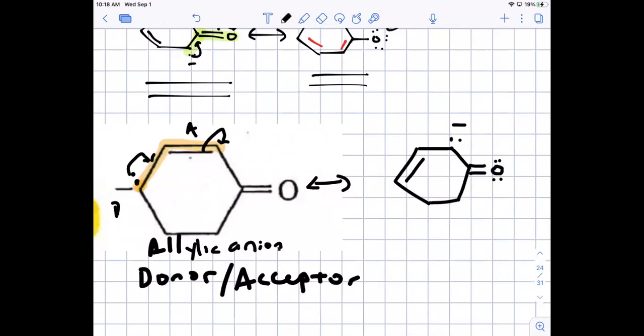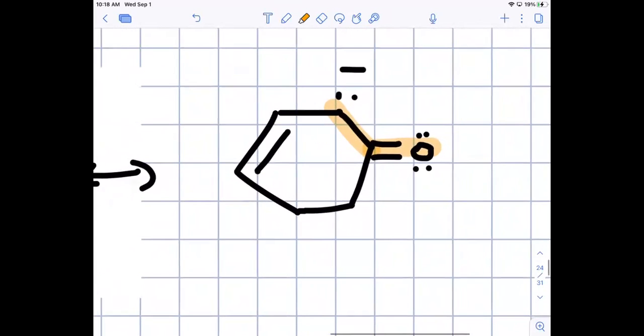Now, do you see that pattern again? The same type of pattern. Is that right? You've got a pair of electrons on a carbon adjacent to a pi system. So what would the arrows look like in that case? Where would I start? From the pi bonds.